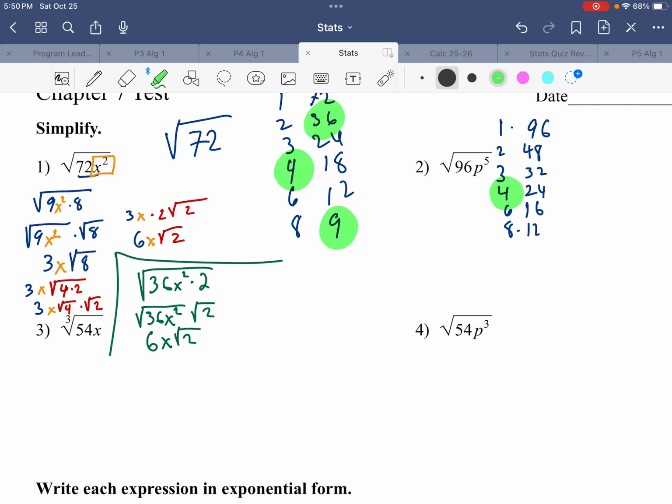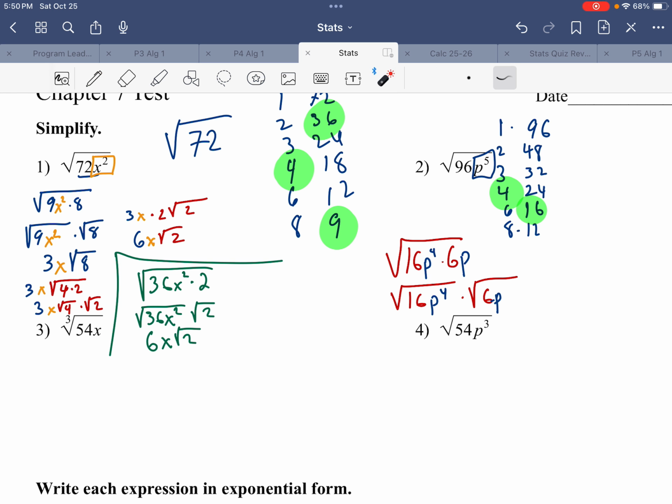So I'm looking at the examples here. I've got 4 and 16. For this one, I'm going to pick 16 at the start. Now, p to the 5th, a perfect square would be p to the 4th, and I'm left over with 6 and then 1p. So I can rewrite this like the square root of 16 p to the 4th times the square root of 6p. What's inside the radical for the 6p can't be simplified. The square root of 16 is 4. The square root of p to the 4th is p squared.